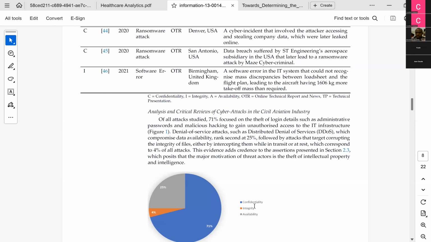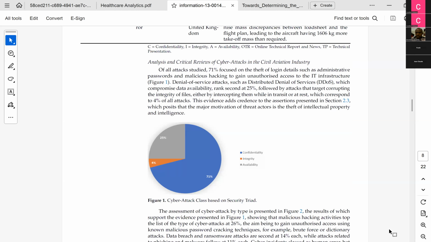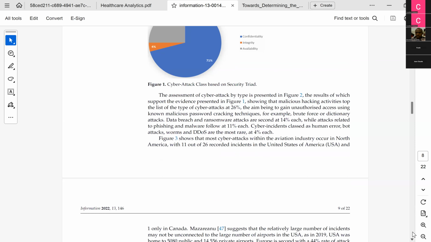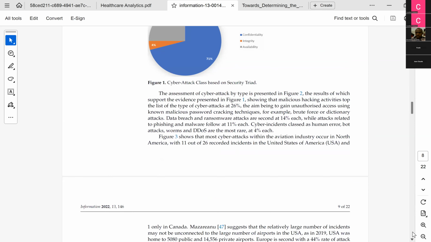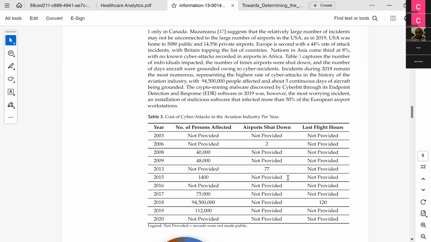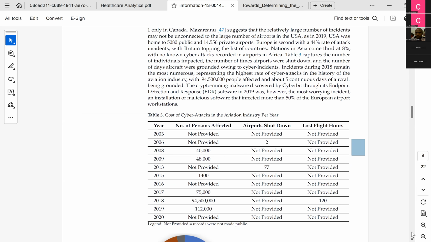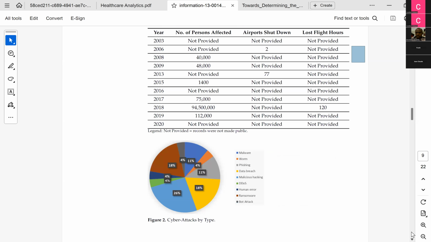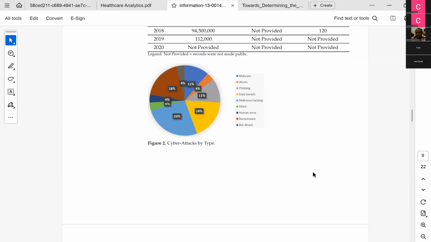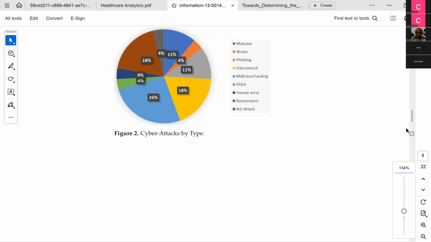This is just an analysis of the view of cyber attacks. This is a pie chart showing the type of attack that was done, whether it has to do with confidentiality, integrity, or availability. This is the cost of cyber attacks in the aviation industry per year. The funny thing is that not much was provided, because it's security information, so it's not disclosed. Otherwise, people would be afraid of running to the airports. The types of attacks that were reported are shown here.